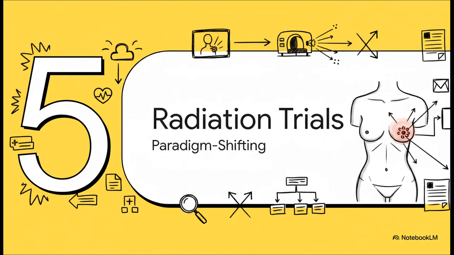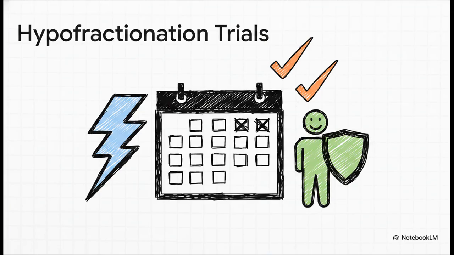Let's move into our final chapter, Section 5, Paradigm-Shifting Radiation Trials. We're going to rapid fire through the major hyperfractionation trials because this is firmly the standard of care now. Delivering 40 to 42.5 gray in 15 to 16 fractions is the baseline. The UK START-B trial completely paved the way for invasive cancer, showing equal or better efficacy and cosmesis compared to the old 5 weeks of treatment.